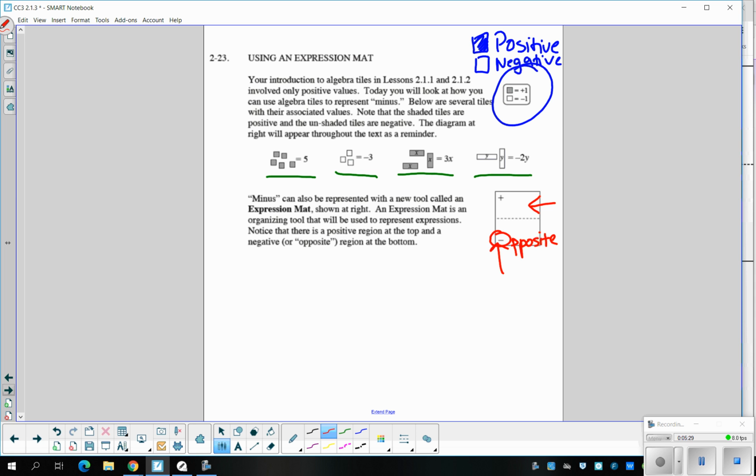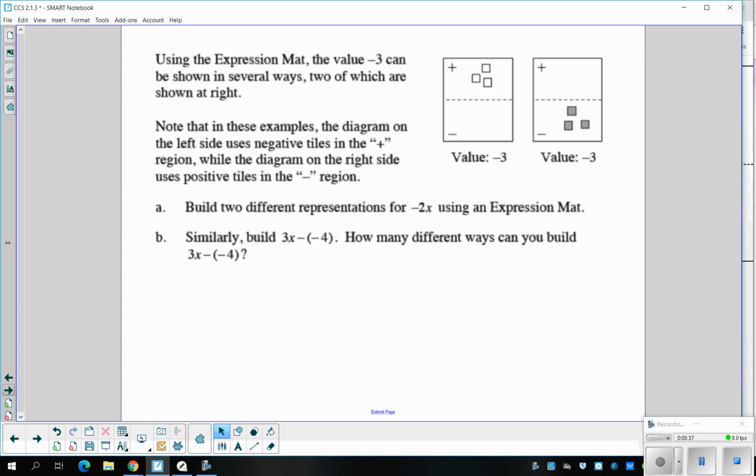Well, that's -5. The opposite of -3? Well, that's a +3. So it's the opposite of what you see. So we're going to look at how this expression mat is going to work to show some different expressions. On the screen now you see an expression mat, and it's two different ways that I can show the value of -3.